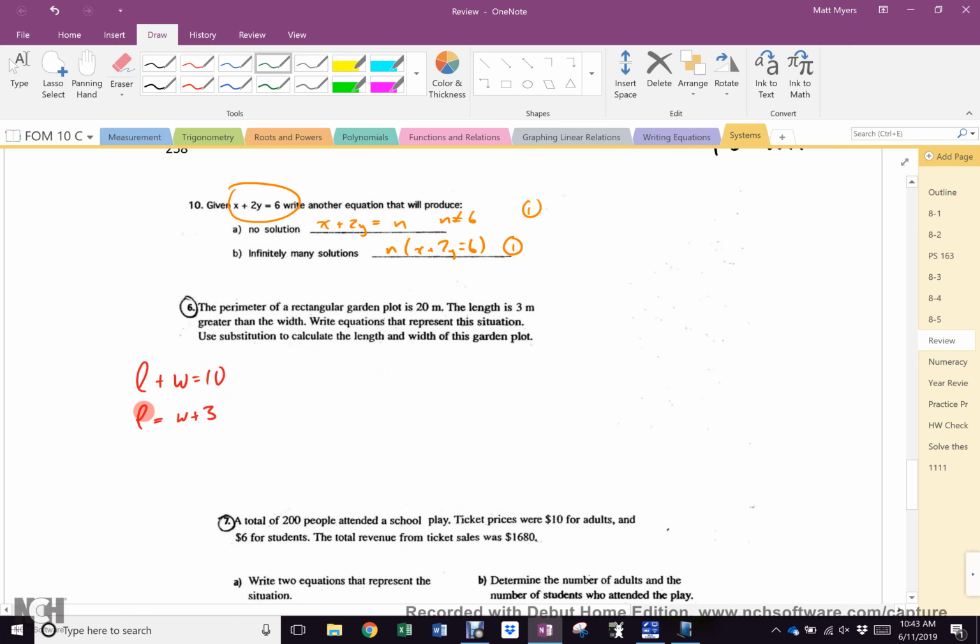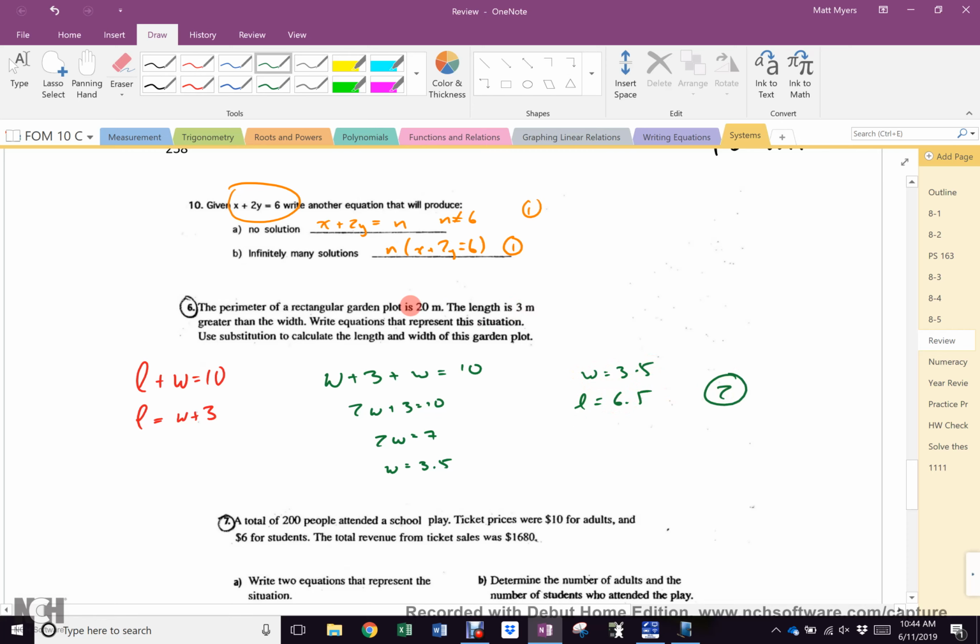So, now, since L is isolated, what should I use? I can use either substitution or elimination, but it's already set up for substitution, isn't it? Because L equals W plus 3. So what would I write there instead of L? W plus 3 plus W equals 10. 2W plus 3 equals 10. 2W equals 7. W equals 3.5. If W is 3.5, what's L? Right. L equals 6.5. That's how you would have done it properly.